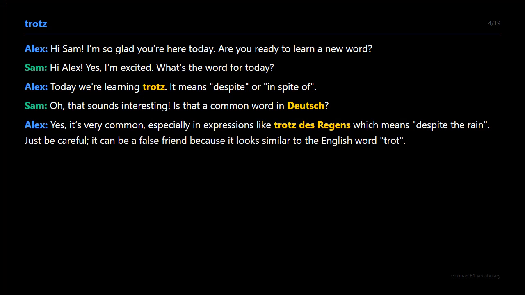Today we're learning "Trotz". It means despite or in spite of. Oh, that sounds interesting. Is that a common word in Deutsch? Yes, it's very common, especially in expressions like "Trotz des Regens", which means despite the rain. Just be careful, it can be a false friend because it looks similar to the English word trot.